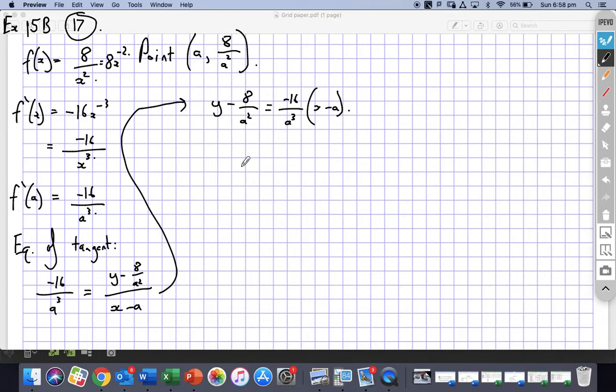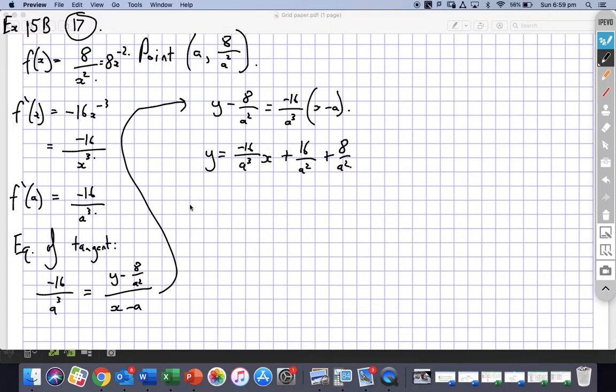I'm going to put it into a y = mx + c type form, so we'd have minus 16 on a cubed x, plus 16 on a squared, right, so a times minus 16 will be minus 16a, and we'll get some cancelling out there to leave an a squared. Then we'll have to add this to both sides. We'll have plus 8 on a squared.